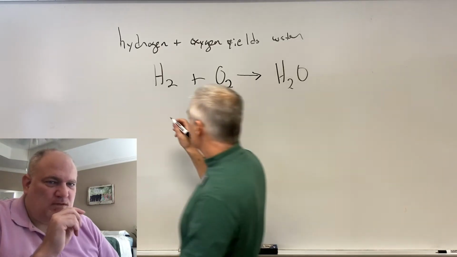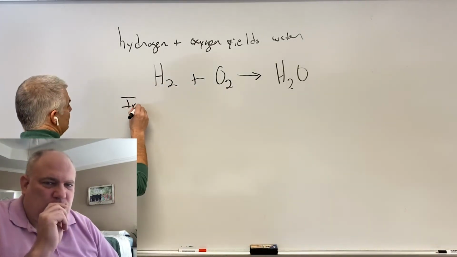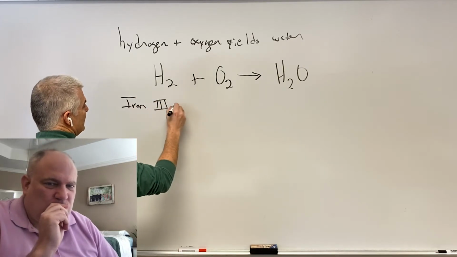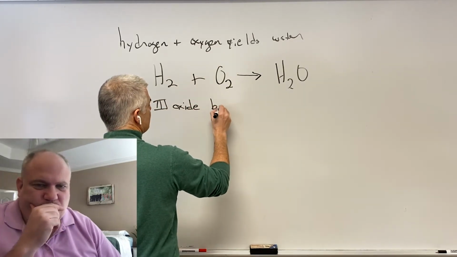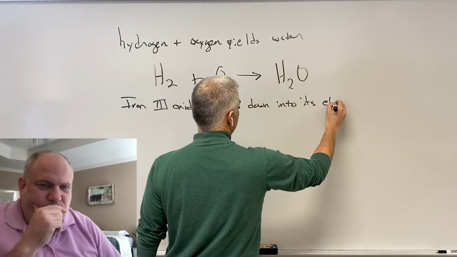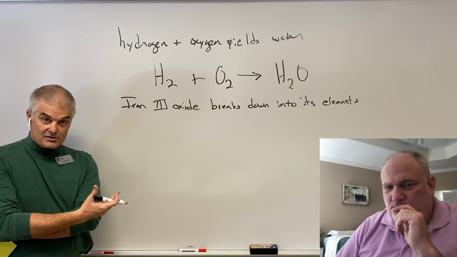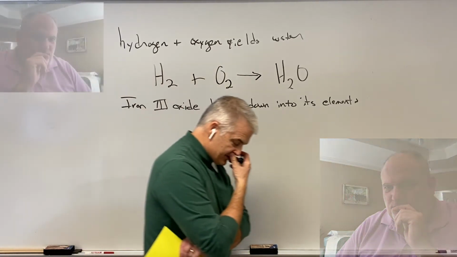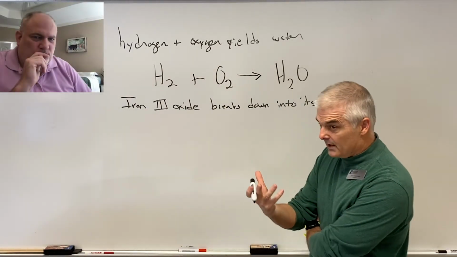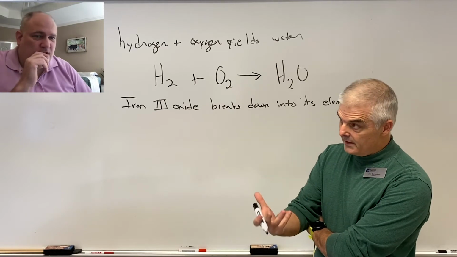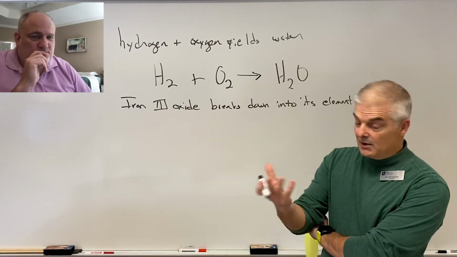All right? So let me do another one here. Let's take iron 3 oxide breaks down into its elements. So iron 3 oxide breaks down into its elements. What do I do with that one? So I've got to first of all do what? I have to write the formula of iron 3 oxide. Remember, that's the naming. We've learned about this.